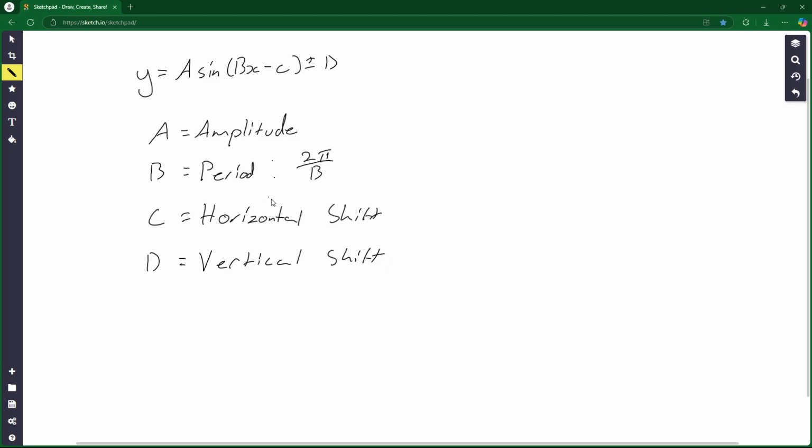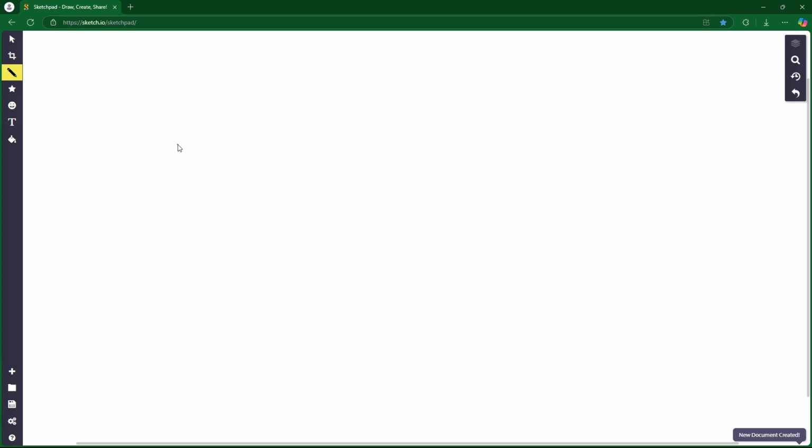Now that we know that, we're just going to hop straight into the first example question that we were provided, which is going to be y is equal to negative 3.4 sine 5x minus 7. We already know that our amplitude is going to equal 3.4.